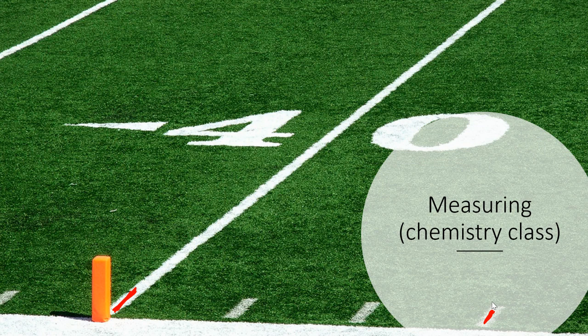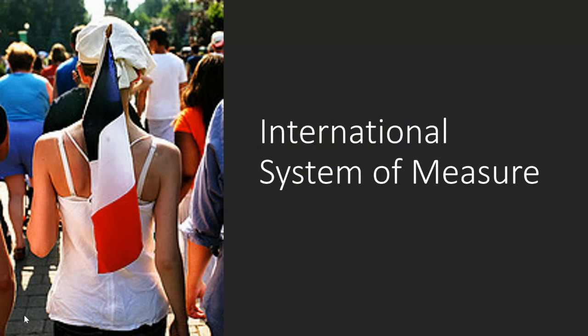So in chemistry, the other thing that we have to think about is how do we measure? What's the language that we use for measurement? What are the standards that we use? And within the scientific community, the standard is the International System of Measure, which is sometimes referred to as the SI system of measurement. And it's essentially the modern version of the metric system. So it's one that is a little bit familiar to us in the United States, but within the scientific community, it's pretty much all we use.